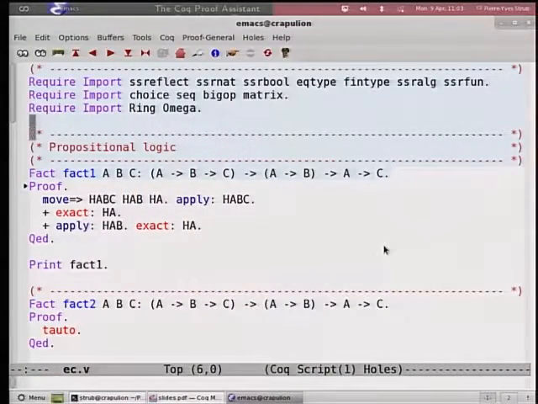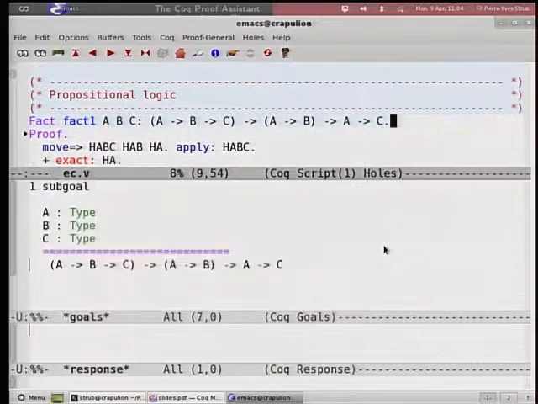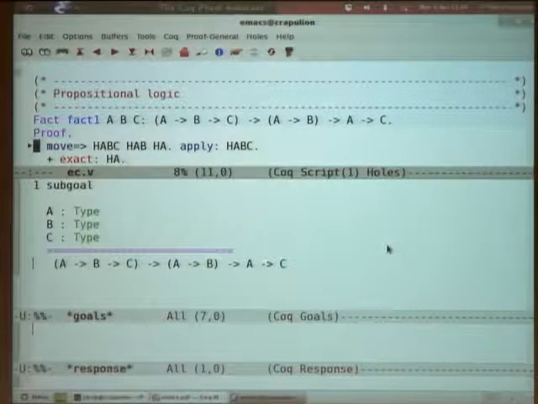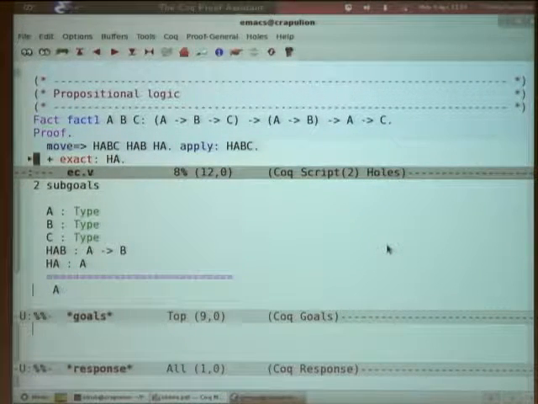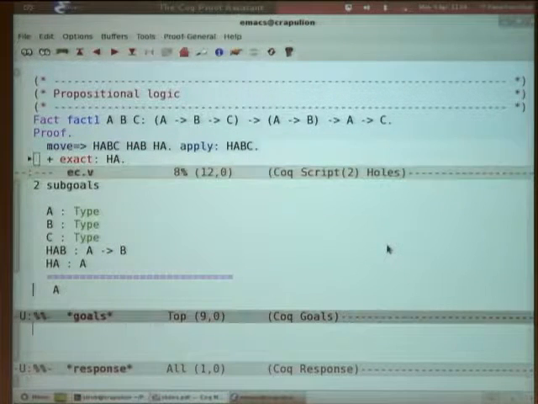This is a Coq top level. I imported some modules, and I will start with some propositional logic. For example, I want to prove that for any propositions A, B, C, if A implies B implies C, then A implies B implies A implies C. I start my proof, and I have a proof environment with the propositions and what I have to prove. First I introduce my hypotheses, and then this is what I have to prove. I'm starting from the conclusion, going to the hypotheses. If I apply this function, which gives me a C from a proof of B and a proof of A, I do some application, and I have two sub-goals, one for A and one for B.